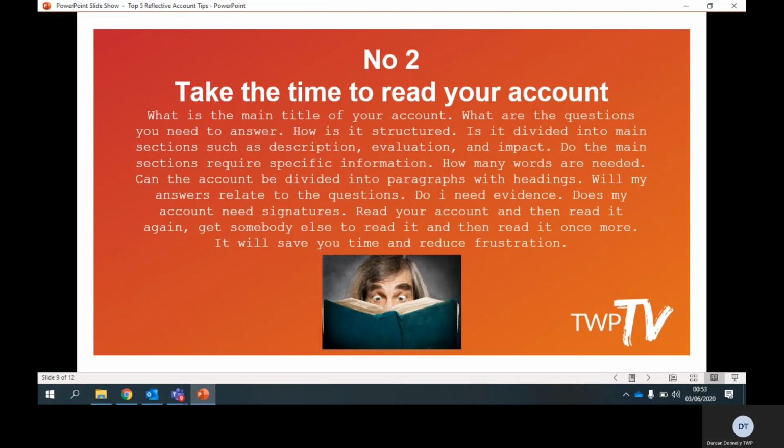So, for me, read your account, then read it again. Get somebody else to read it, and then read it once more. Ultimately, it will save you time and reduce frustration, or the frustration of additional work. So that's number 2. Take the time to read your account.